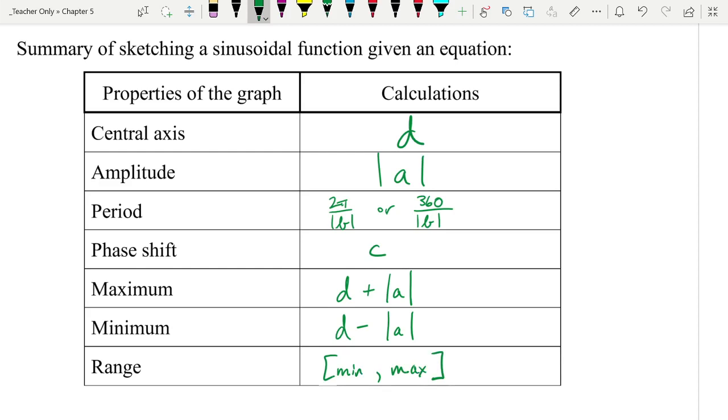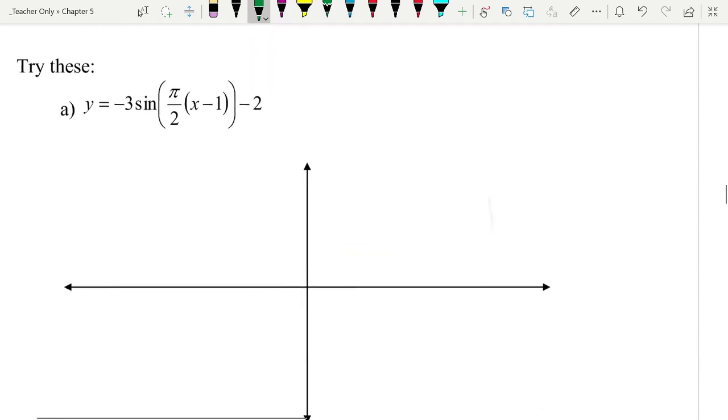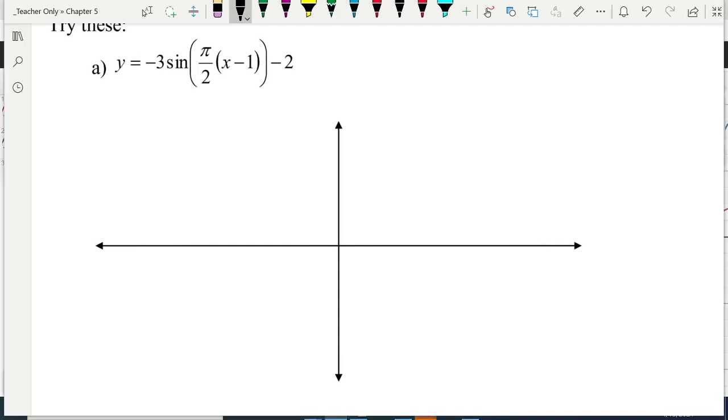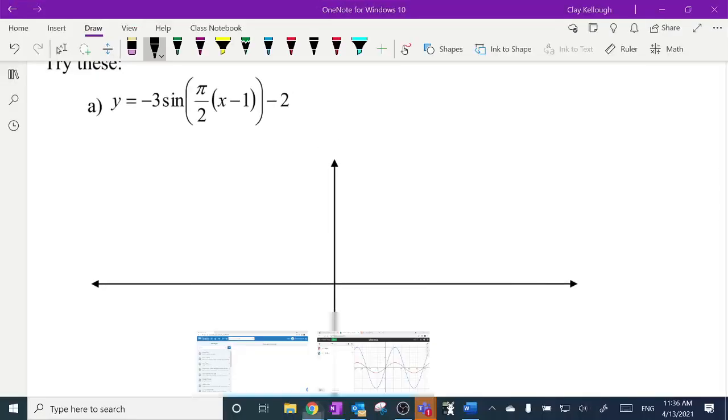All right. Let's try a couple more. I'm going to switch colors. I'm going to switch to black. Had enough green today. All right, this one's already factored for me. So let's see. And this one has a negative on it. So that means, let's take a look at Desmos and make sure that this makes sense to us.